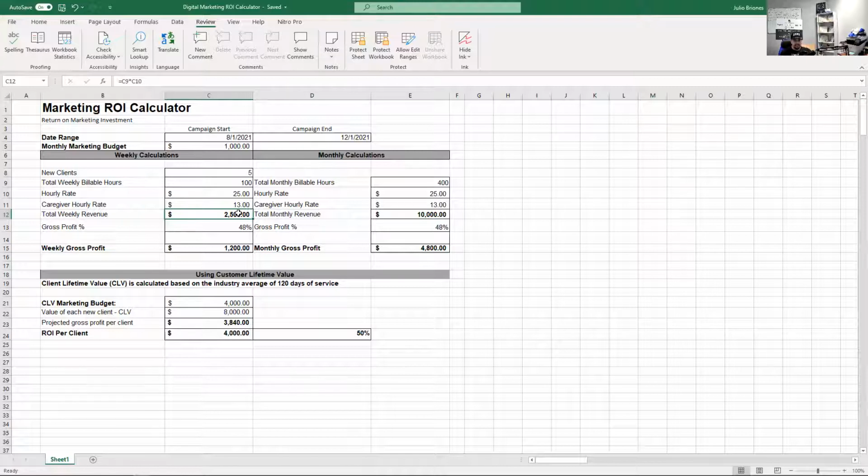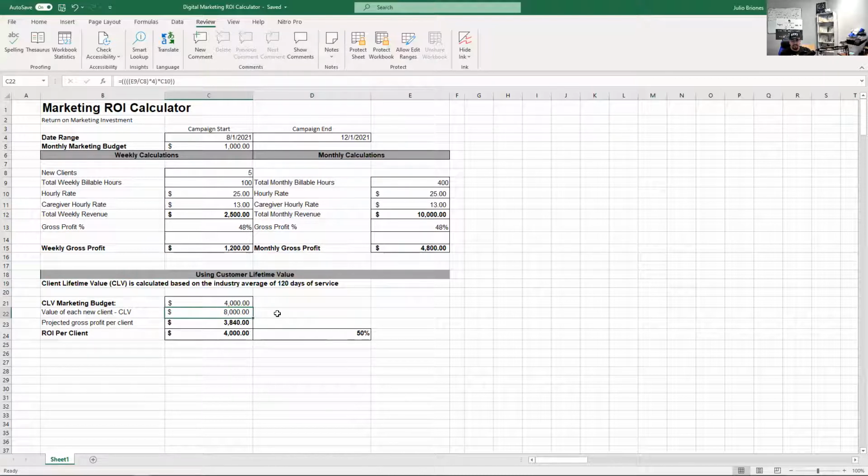So if we're looking at the marketing budget of $4,000 over the course of the campaign, let's take a look at this again. It's 120 days, roughly 4 months of service, okay? So if we're looking at it from that perspective, what is it that we're spending? So if we have $1,000 a month over the course of 4 months, that means that we have spent $4,000.